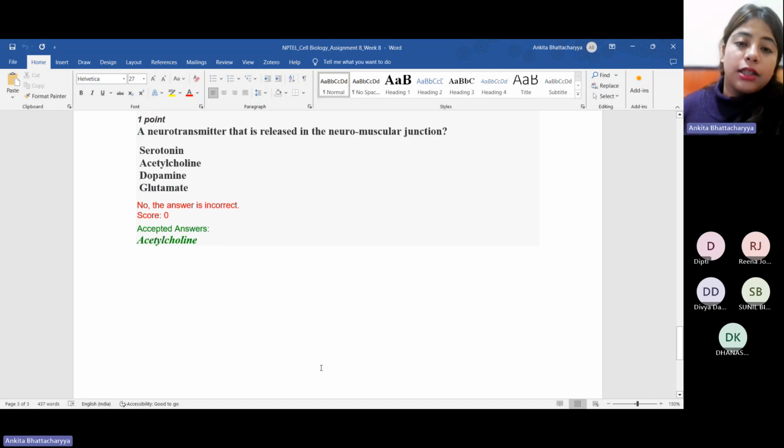Then comes the last question, which is that a neurotransmitter that is released in the neuromuscular junction is which of the following? We have serotonin, acetylcholine, dopamine, and glutamate. Among these, acetylcholine is released in the neuromuscular junction, and that is just a direct question that was there in the video lectures as well.